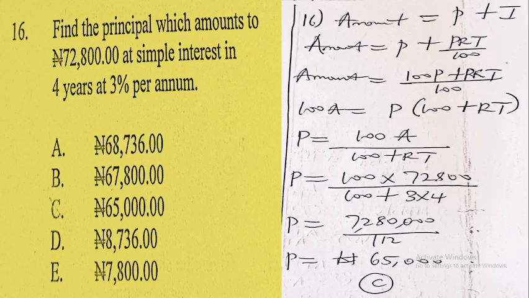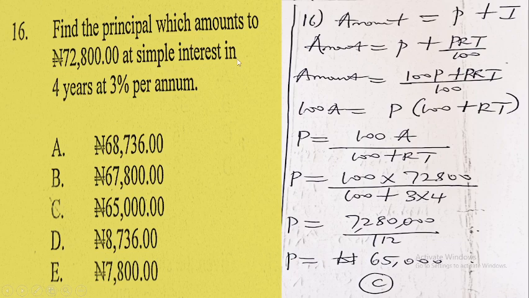Question number 16 is on simple interest. Find the principal which amounts to 772,800 naira as simple interest in 4 years at 3% per annum.